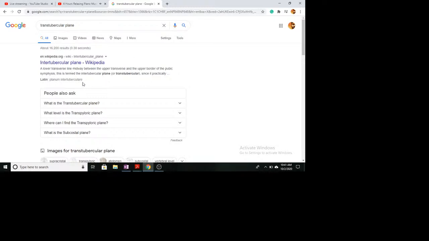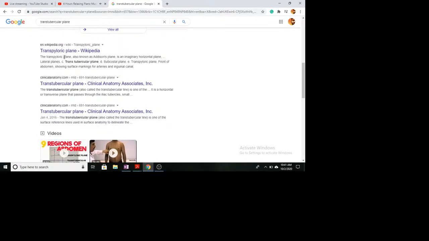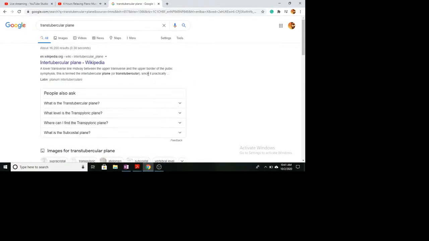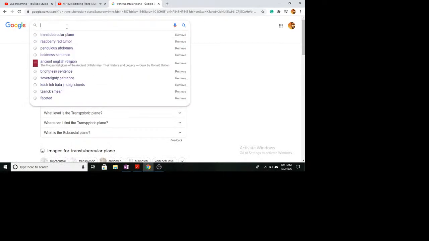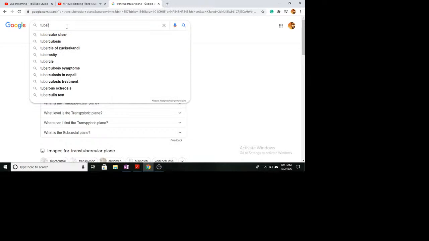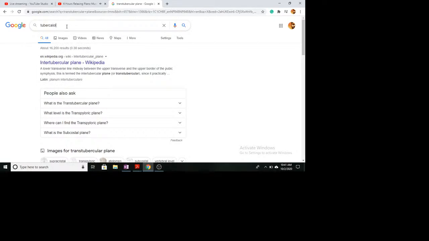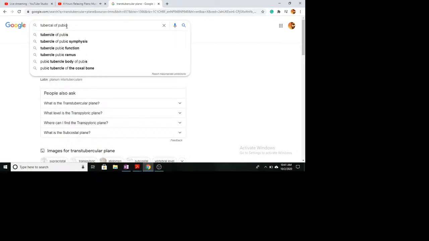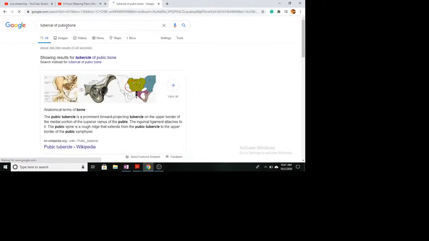Whatever it is. Transpyloric plane is also known as Addison's plane or the imaginary horizontal plane. Transtubercular plane: the tubercle of the pubic bone. We'll be searching for the tubercle of the pubic bone. Where is the pubic tubercle?